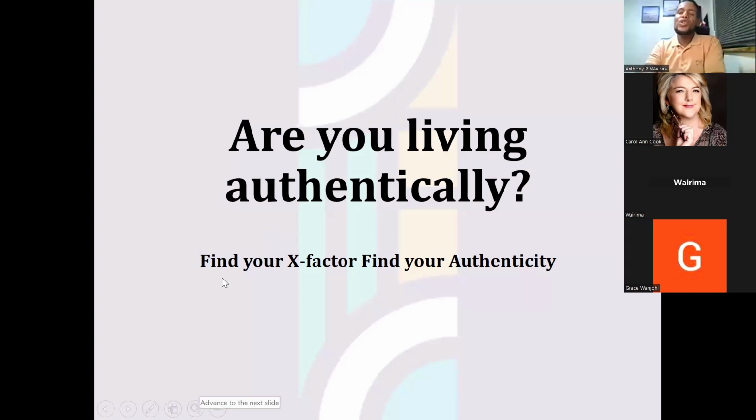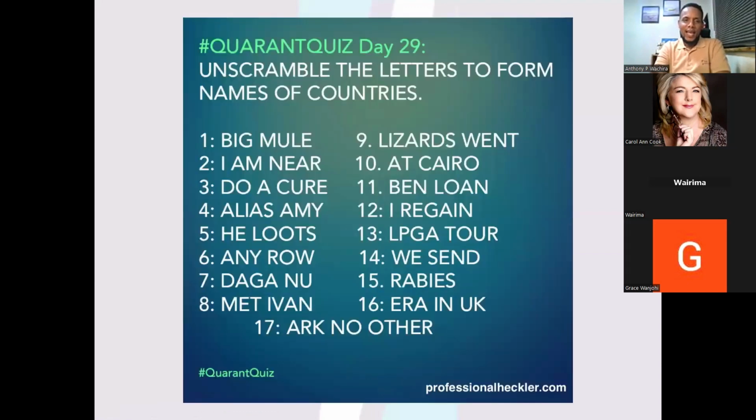So I'm going to give you an icebreaker. I'm going to share a slide with countries that are scrambled, and your mission, should you choose to accept it, is to unscramble the letters of those names and let us know how many countries you can figure out. You have 5 minutes starting now. Well, we'll see. Feel free to put the countries in chat, the ones that you get. Let's see how many we can come up with.